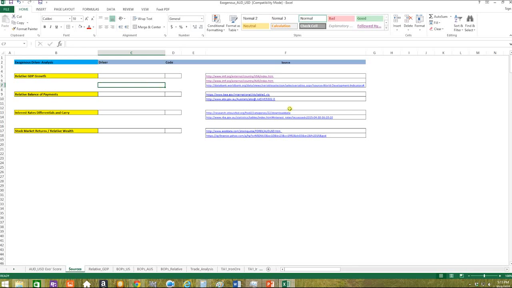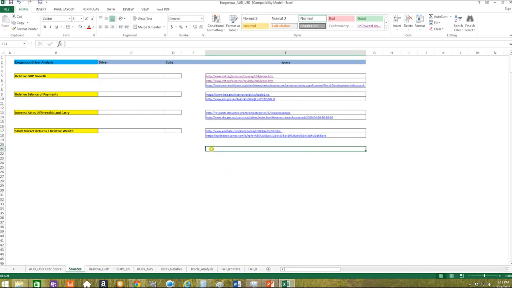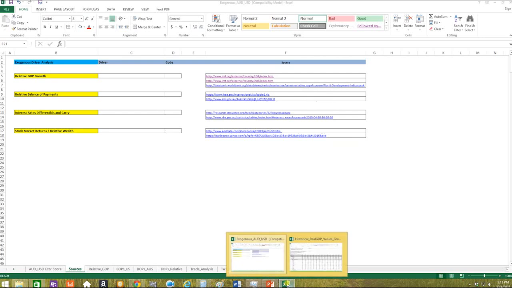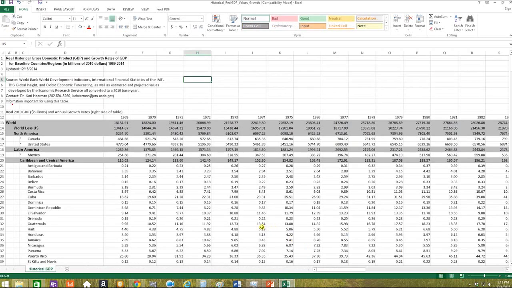Over here, what we're first going to do is show you how we got the data for every country in the world. So if we go over to our other sheet here, historical real GDP values, this data is coming from the World Bank. And what you have here is global GDP. Everything's going back to 1969, and everything's split up into regions.